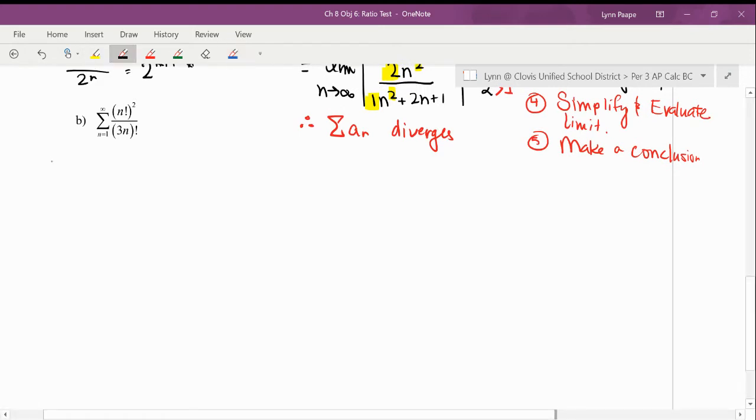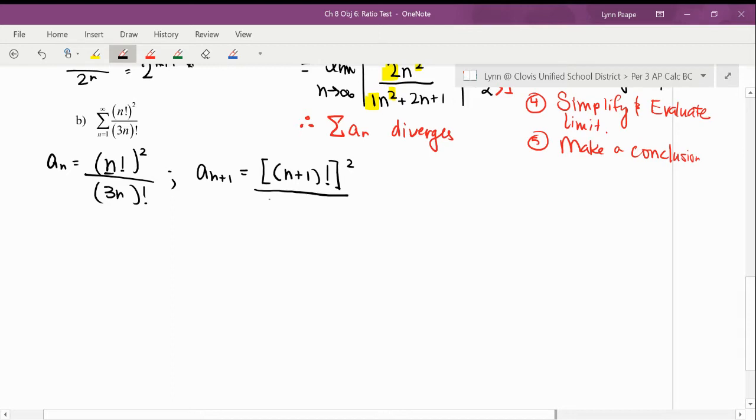So I'm going to go ahead and write out my a_n. So that is n factorial squared, and then 3n factorial. And then to find the n plus 1 term, I'm going to replace n with n plus 1, paying attention to my groupings. So all I'm doing is taking the n, replacing it with n plus 1, and then the same here. So this is 3, and then group it, replace n with n plus 1, group it, and then that is a factorial.